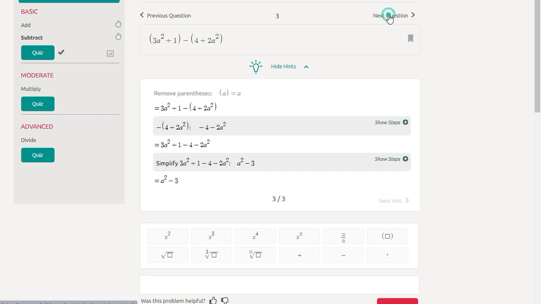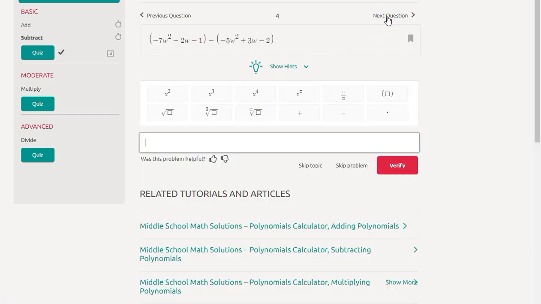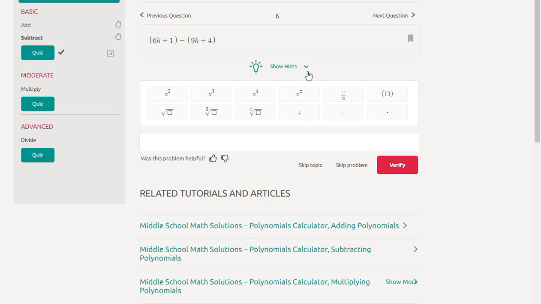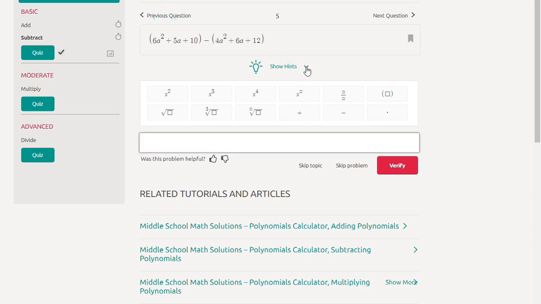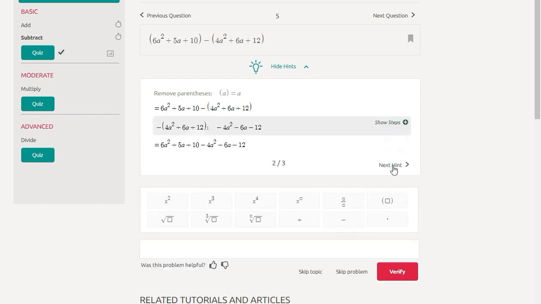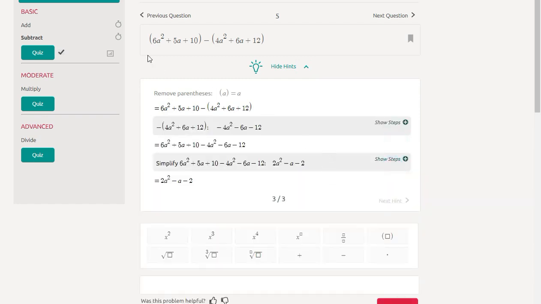Okay, now we're going to go for the next few questions. Okay, now I take this example, which is a bit larger group. So we have a complete polynomial set. This is a quadratic equation. Both are quadratic in full form. So we open up the bracket, but you have to be careful with this negative sign.